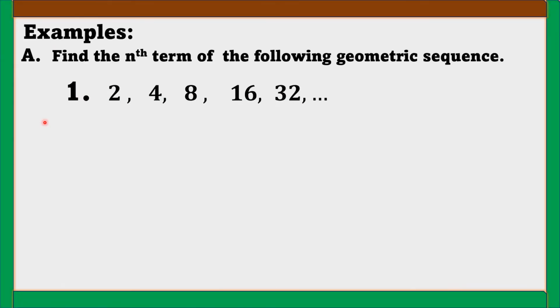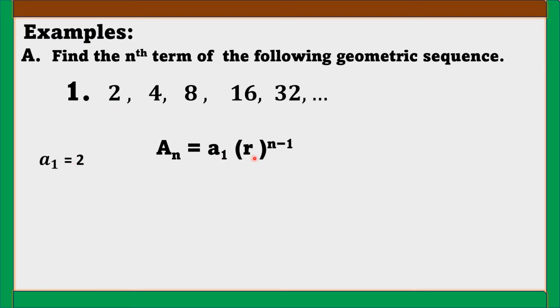Mga halimbawa, letter A, find the nth term of the following geometric sequence. Number 1: 2, 4, 8, 16, 32, and so on and so forth. So susundan lang natin yung pinaka-formula ni geometric sequence, which is a sub n is equal to a sub 1 times the quantity of r raised to n minus 1. So i-identify natin yung ating first term. So that is 2.